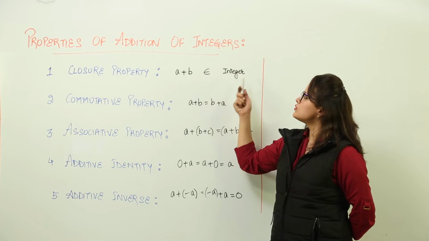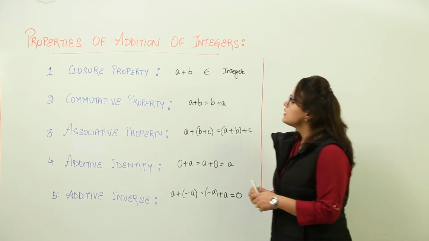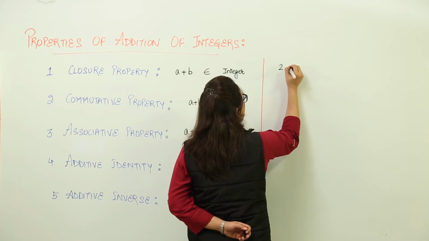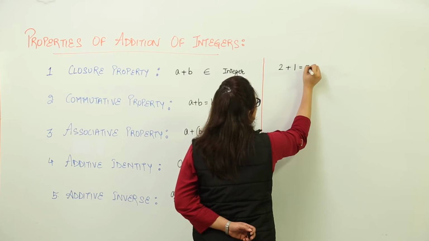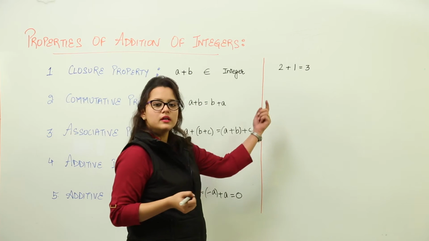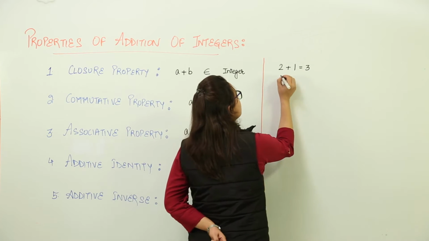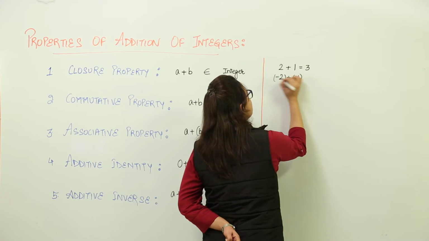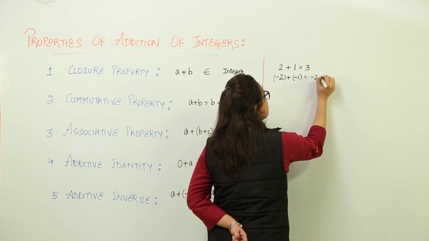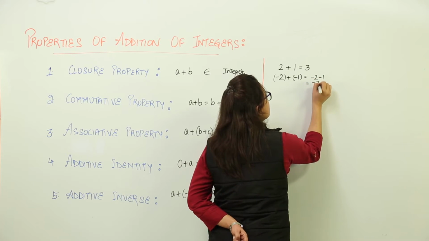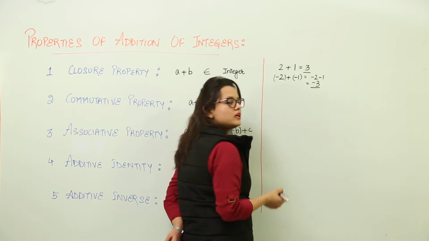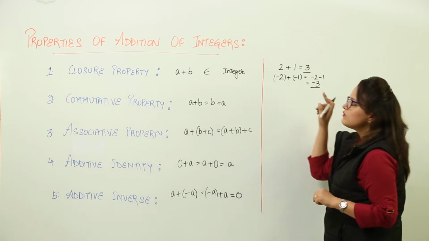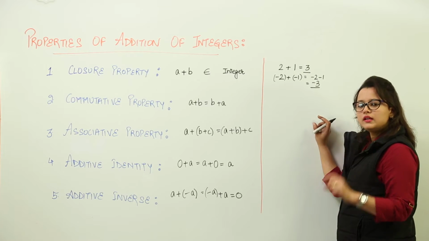That means, let us take an example. If you have two integers, let's say 2 plus 1, the answer, that is 3, is an integer only. Similarly, if you add minus 2 plus minus 1, what are you going to get? Minus 2 minus 1 is equal to minus 3, which is again an integer. So that means adding up any two integers gives you an answer which is an integer only.